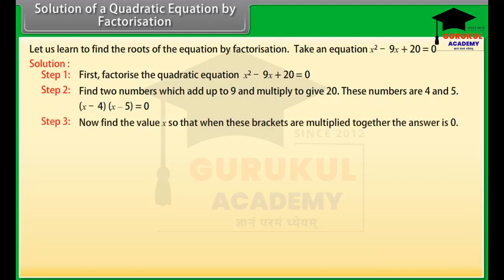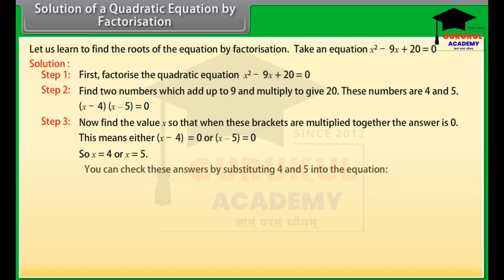Now find the value of x so that when these brackets are multiplied together, the answer is 0. This means either x minus 4 is equal to 0 or x minus 5 is equal to 0. So, x is equal to 4 or x is equal to 5. You can check these answers by substituting 4 and 5 into the equation x square minus 9x plus 20.